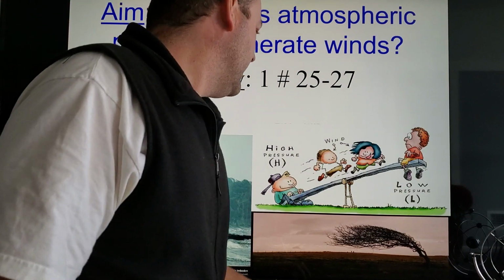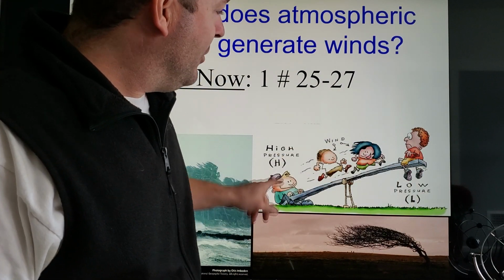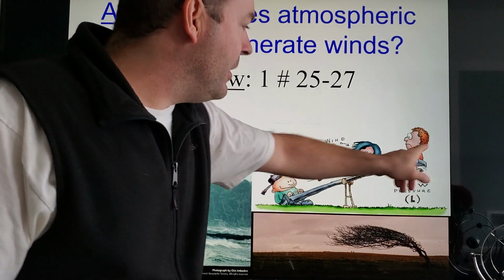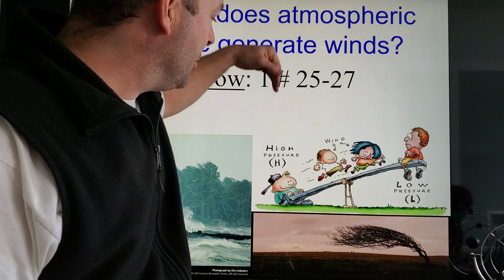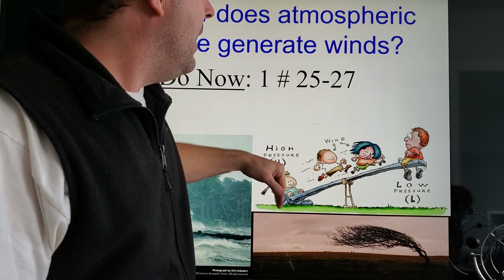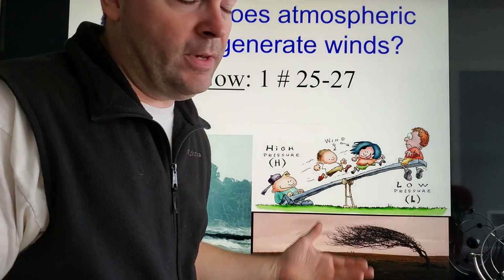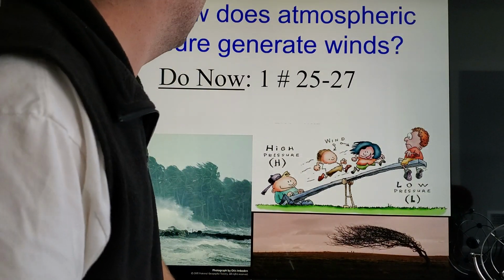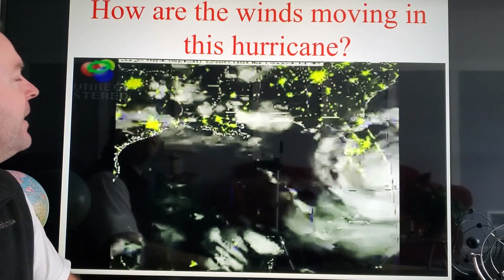Okay. Take a look at the seesaw analogy here. Different pressures on either side create a motion, right? You've all been on the seesaw as a kid. Well, high pressure air coming down would create an unevenness and it would start to move air. And that's what wind is, the motion of air. Okay? All right.